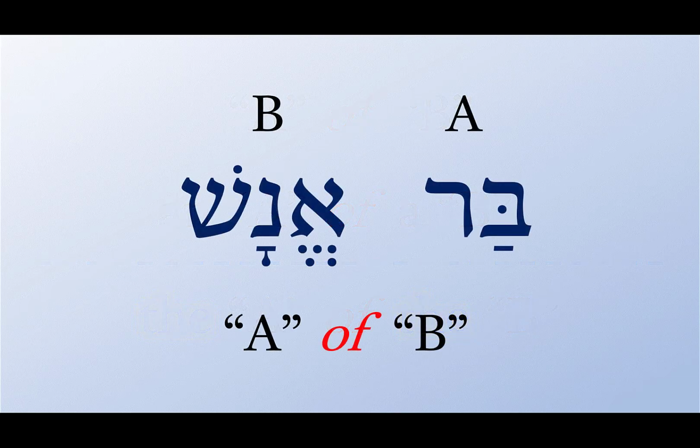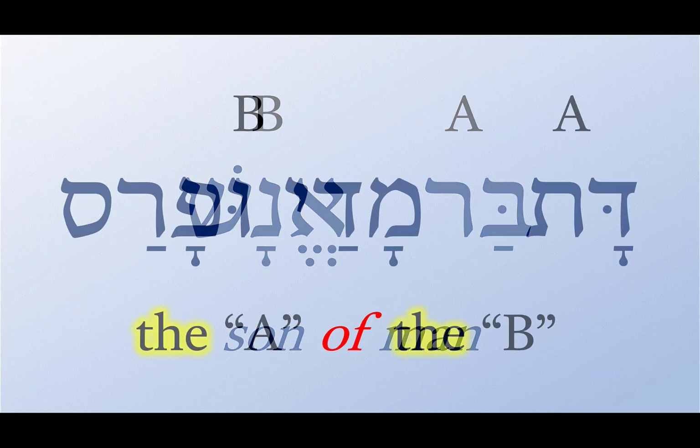So let's look at an actual indefinite construct in Biblical Aramaic, bar enash, where bar is A, enash is B. A of B. Well, this is son of man, a theologically important term from Daniel 7. There are Hebrew equivalents of this construct in Hebrew passages in the Hebrew Bible. And then, of course, the New Testament brings up this concept.